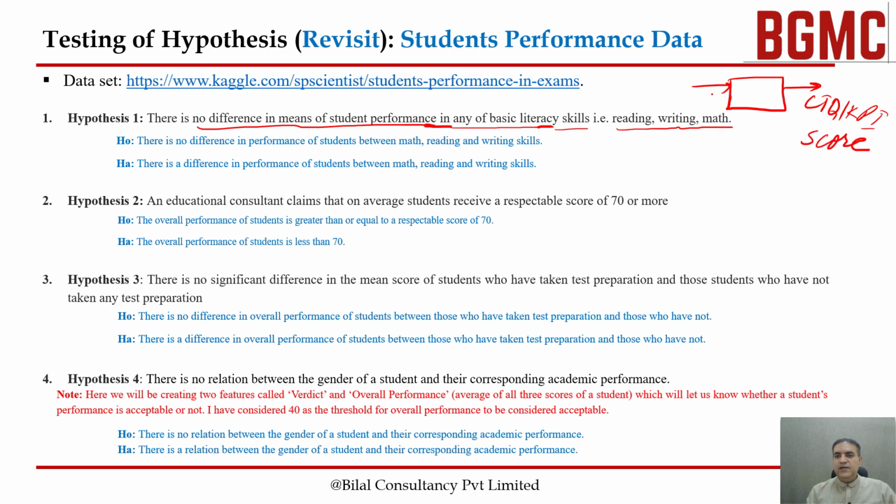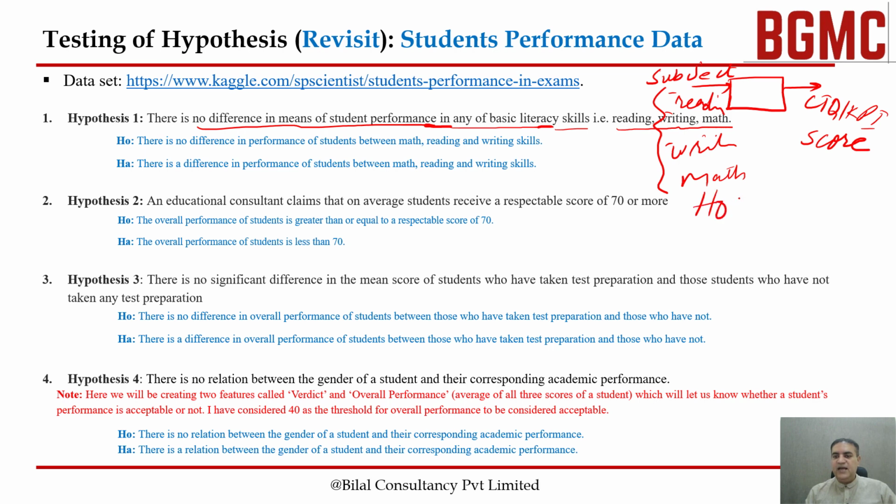Our input factor is the subject, and it has three levels: reading, writing, and math. So if we have one factor having three levels, what kind of test can we apply? We can apply one way ANOVA. We want to compare three averages, whether all three subjects on average are equal or not.